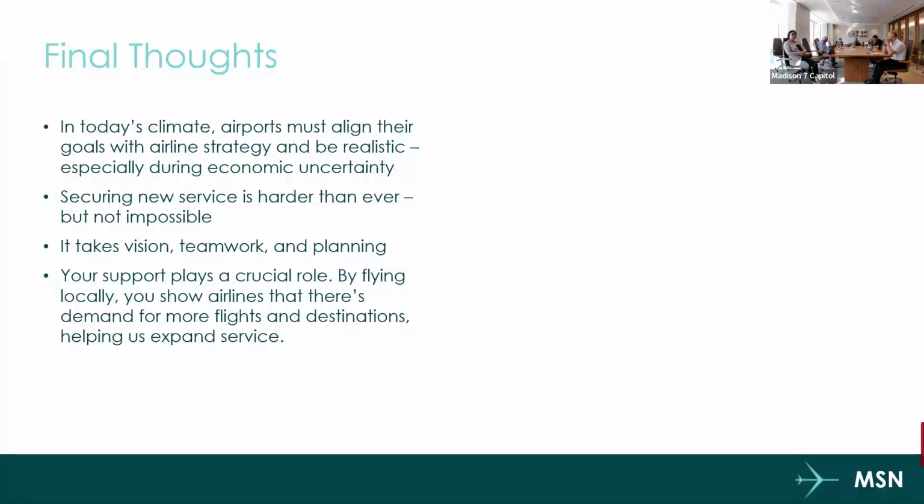By flying locally, you show airlines that there's more demand for flights and destinations, helping us expand service. If you drive to Milwaukee or O'Hare, airlines see that and say, these people from Madison are driving there, so why should we add another flight out of Madison? If you do fly locally, airlines do see that. The more people we have flying out of our airport, the more demand they see, and that's what entices them to start a new service or add frequency to whatever destination they see growth in.